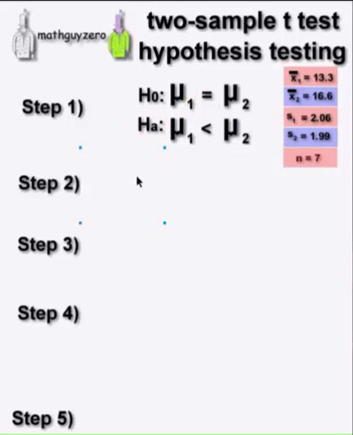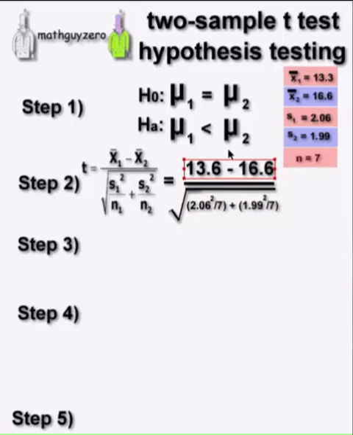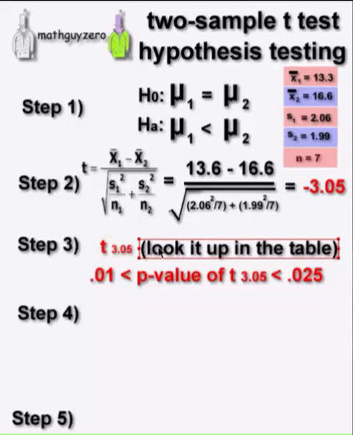All right, next step. Use your t-test statistic formula and go ahead and crunch the numbers to get the test statistic. Difference between means divided by the square root of all that stuff gives you a grand total of a negative 3.05. But remember, with the t-test, it always does the absolute value of this. So let's go ahead and figure out what the p-value is of 3.05. Let's go ahead and look it up in the table.